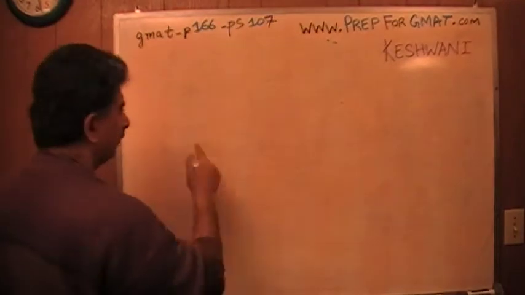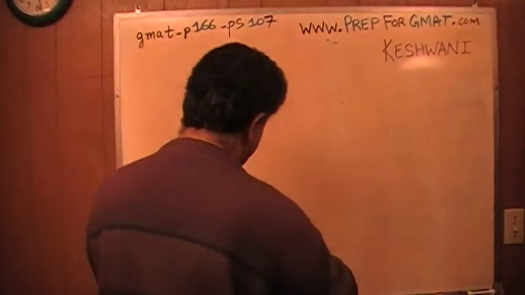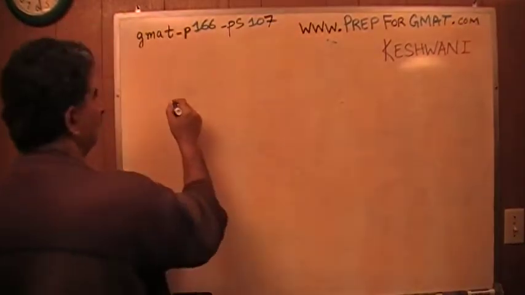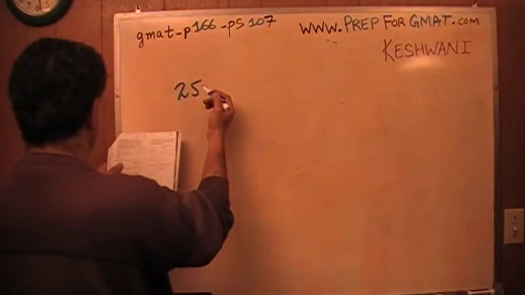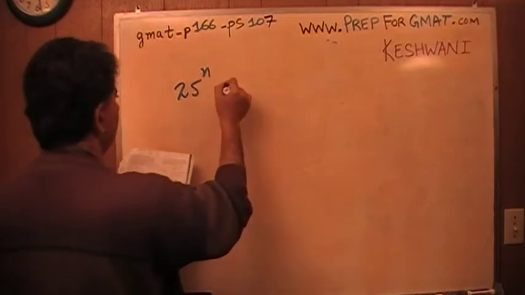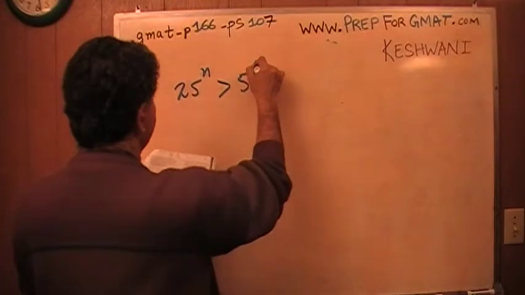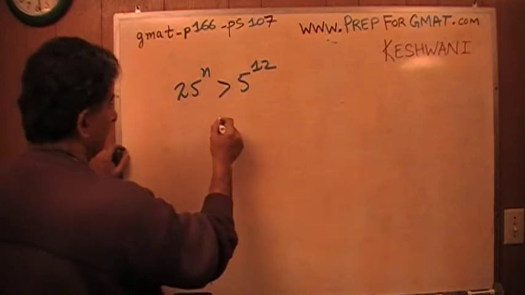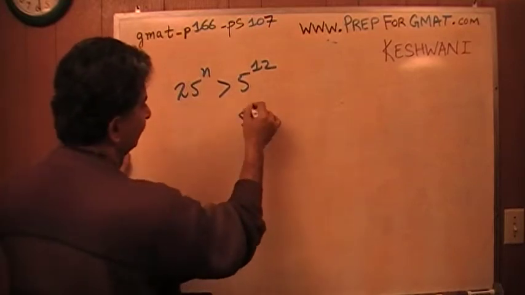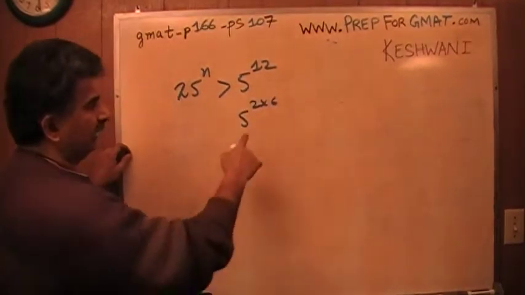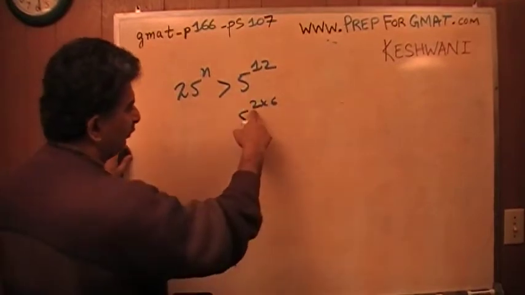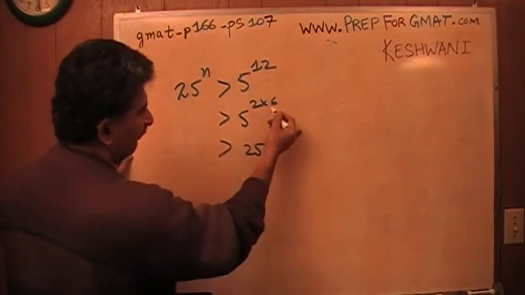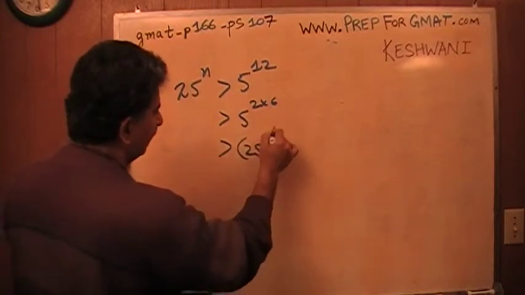I'm going to write it a little bit lower so we can compare the two approaches. One, it says 25 raised to n is greater than 5 raised to 12. Well, let's take a quick look. How do I make this base the same? Can I write this as 5 raised to 2 times 6? Why not? 2 times 6 is 12. And 5 raised to 2 is just 25. So this 5 raised to 2 times 6 boils down to 25 raised to 6.